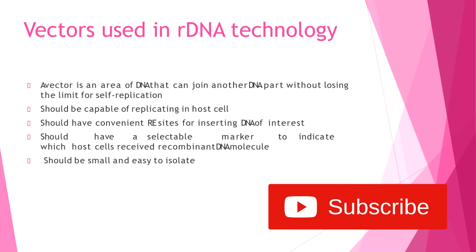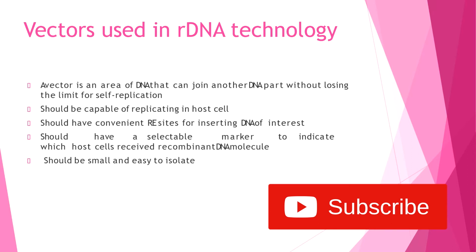A vector is a piece of DNA that can join another DNA, or foreign DNA, without losing its capacity for self-replication. Okay, once it loses the self-replication capability, there is no meaning in using this recombinant DNA technology. So they should have the capacity for self-replication, and they should also be capable of replicating in the host cell.